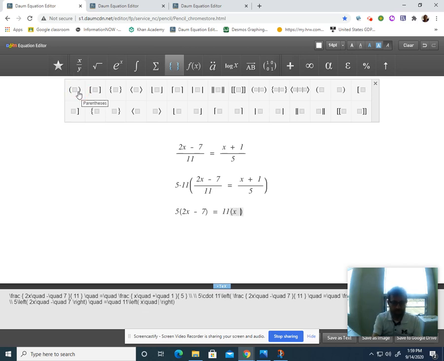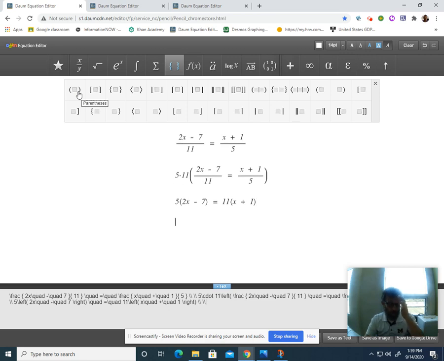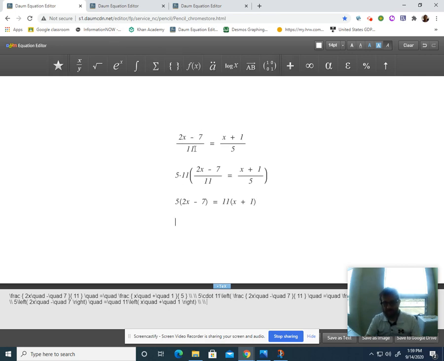times (x + 1). Now, you may recognize this as what some teachers would call cross product: this times this equals this times this. There is no such thing as cross product as far as a rule. It's a shortcut, and I would prefer not to talk about it, because if you do it the way I'm thinking, you're going to see in the next problem it still applies even though we don't have it set up that way, since cross product only works if it's two fractions equal to each other. So now you distribute: 10x - 35 equals 11x + 1.